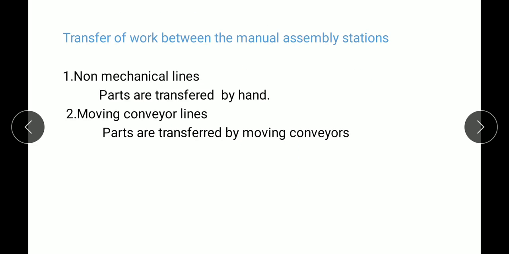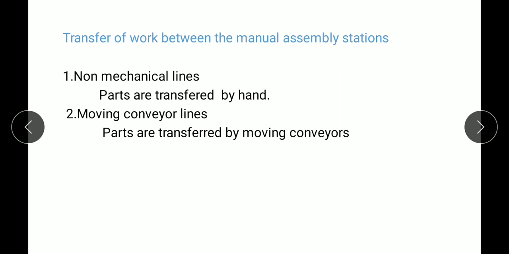Next topic, transfer of work between the manual assembly stations. When we consider manual assembly stations, we have two types of lines: non-mechanical lines and moving conveyors. Transfer of work between the manual assembly stations means transferring the work from one place to another place. Non-mechanical line means parts are transferred by hand, like a human being. So when we use non-mechanical lines, what are the drawbacks?